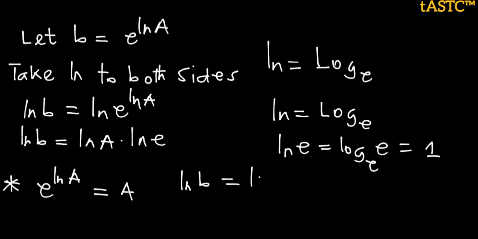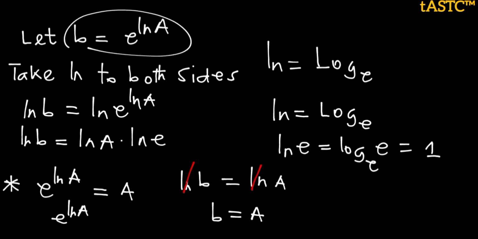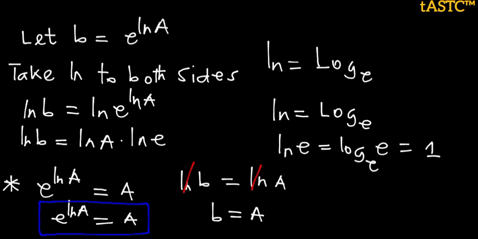So we have ln b is equal to ln a. Now, you could cancel these ones out, and that will leave you with this. Therefore, b is equal to a. Now, we already know what b is. We designated that b is equal to e to the ln a. That is what we showed over here. So this is therefore going to be equal to a. And that is basically the reason we said this is.